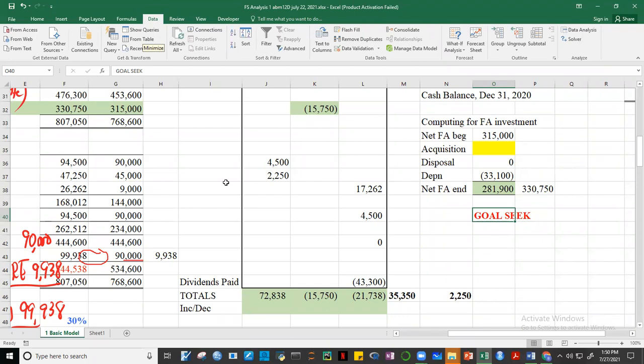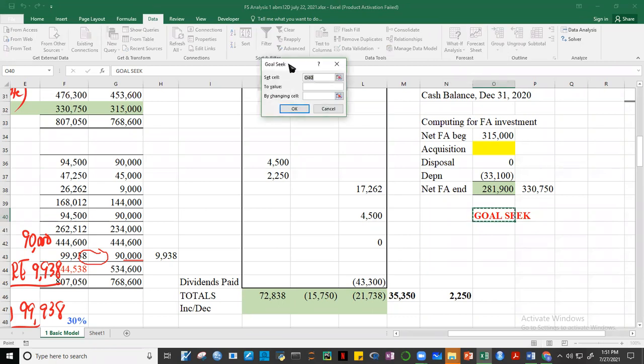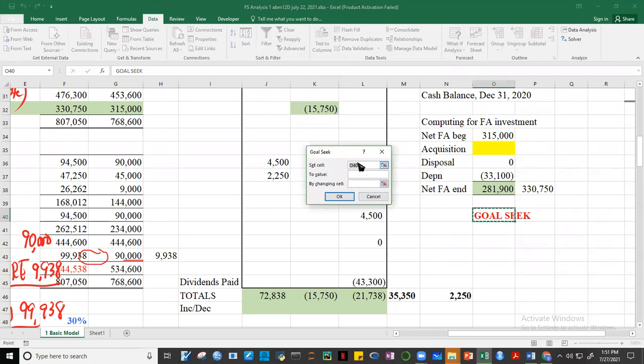Okay, kung hindi nyo nakuha, guys, mamaya i-explore nyo ulit. But it should just be here. Nasa data tab. Dapat lalabas yan yung what if analysis nasa bandang kanan. Okay, and then we're going to use goal seek here. Okay, if you notice guys, tatlo yung parameters na meron tayo dito.